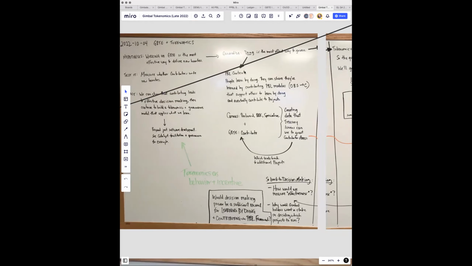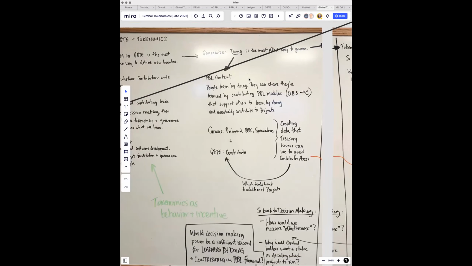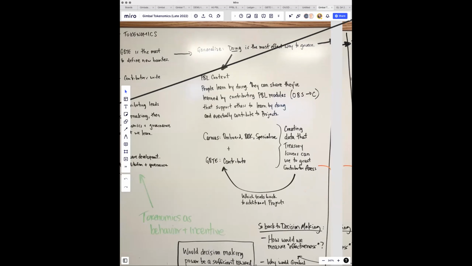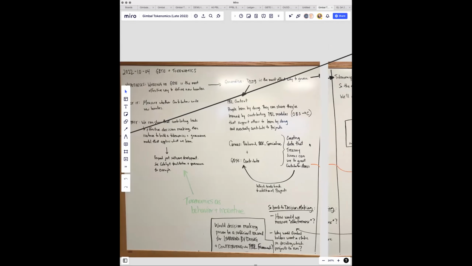I think there's a lot of problems in the world that happen when we separate decision making and doing. There's disconnects there, and so we can create better connection points. We have a framework that takes people through the onboarding, BBK, and specialized parts on Canvas. And then I'm trying to move to GBTE for the contribution stage. And there's feedback loops that can form, because anybody, if they have the resources and work to be done, can spin up a GBTE instance.